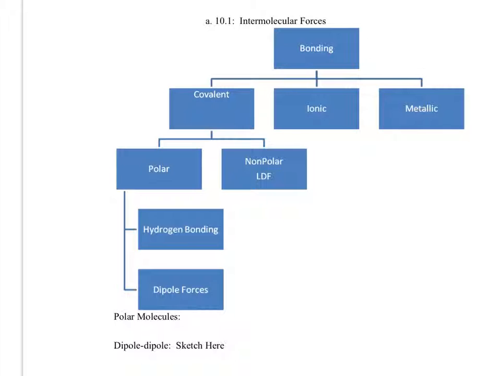Then when we look at covalent, we can break that down into polar and non-polar. And we have our LDFs, which is our London dispersion forces, which is actually our weakest.